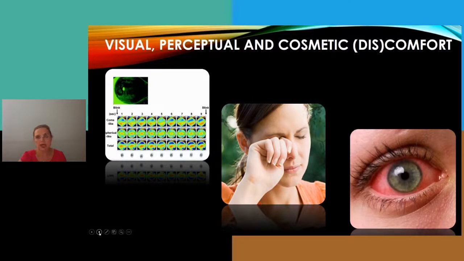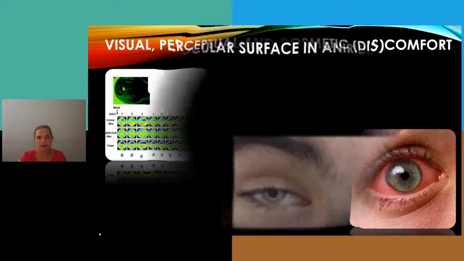Another important point is so-called perceptual comfort. How do I feel my eyes? And lots of patients with ocular surface disease would complain that they feel grittiness, they feel sand in their eyes, they feel their eyes burning, they feel their eyes itching, they want to scratch their eyes. Last but not least, every patient would like their eyes to be bright. And red eye is actually a significant symptom of discomfort. So red eye can reflect into the so-called cosmetic discomfort.